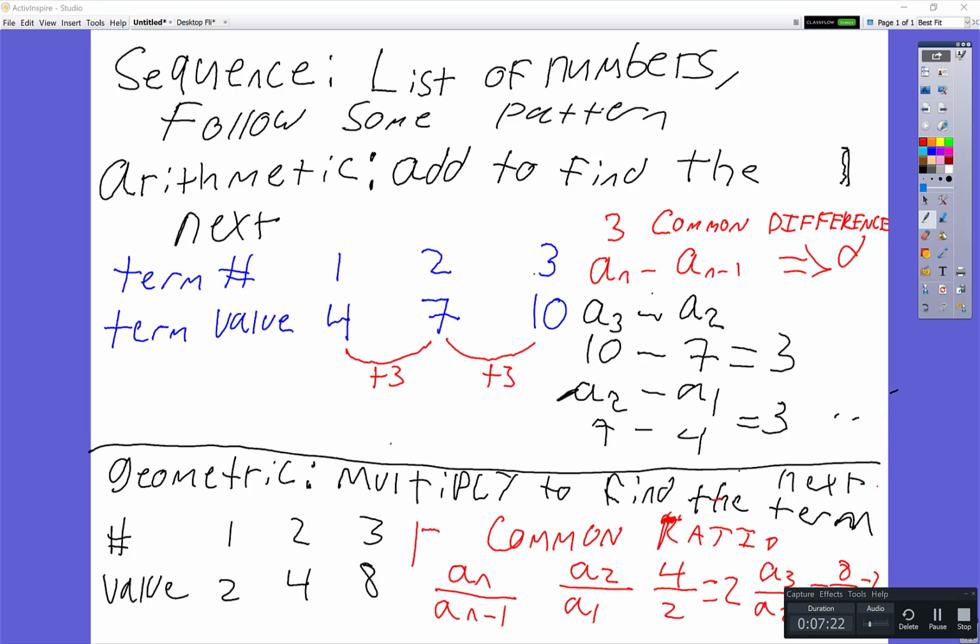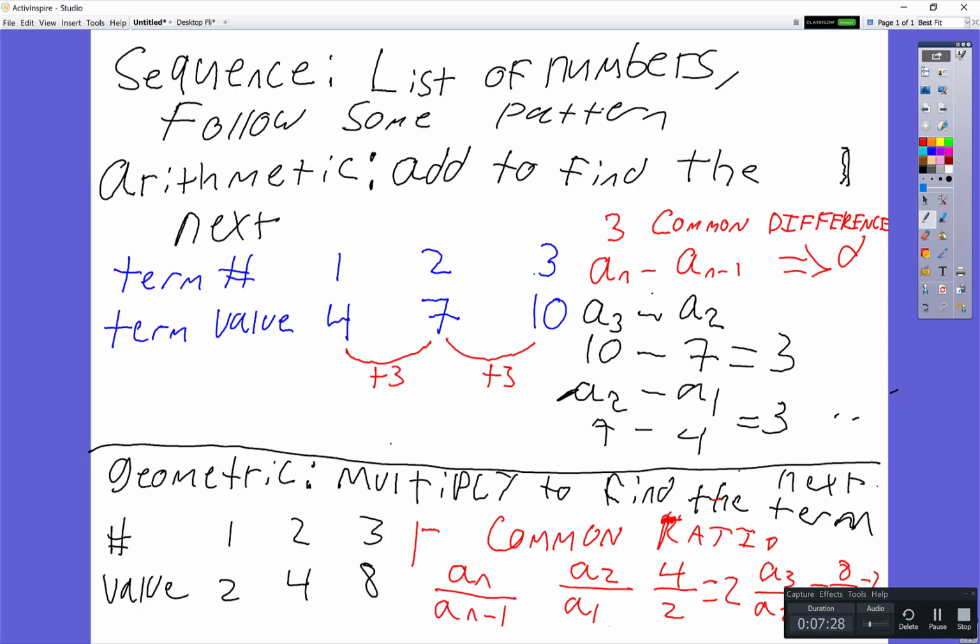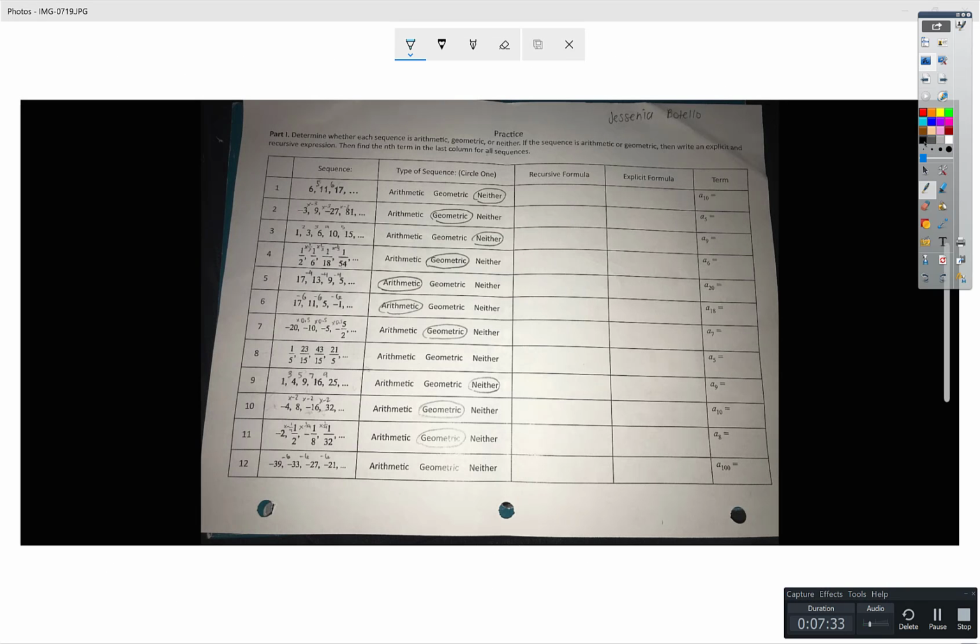I know it's been going a little bit slower than you would like, but I wanted to be thorough in the explanation. If I'm being too thorough or going too slow for you, you can always skip ahead. So let's actually go to this worksheet.